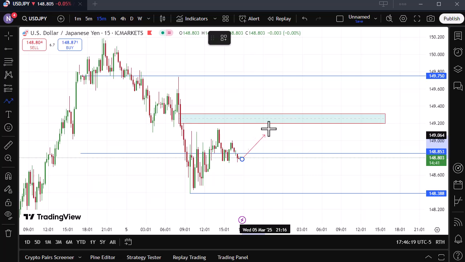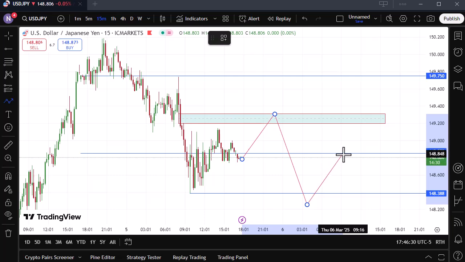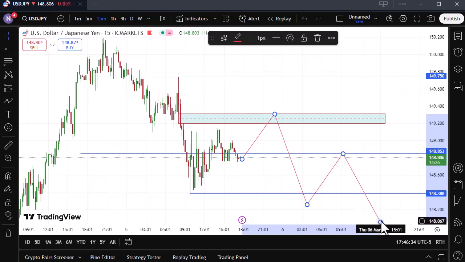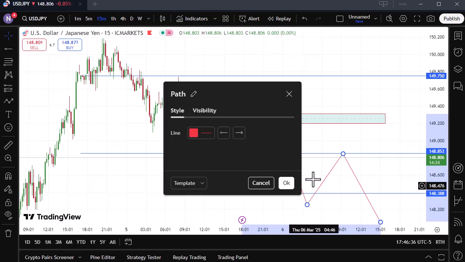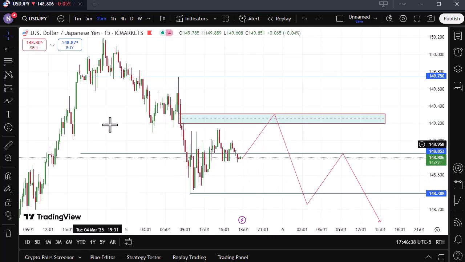Market will start here, it will come here, it will drop back, take out the liquidity here, it will come up to the opening and it will continue down. That's one expected way the market is going to move in today's trading day. But let's try the other one.